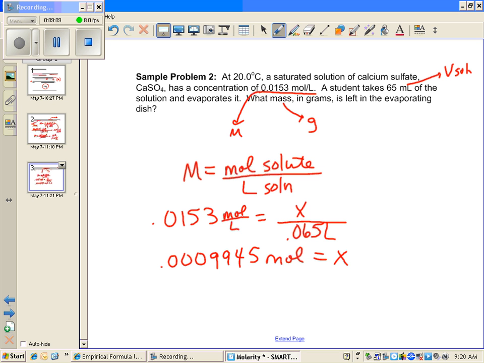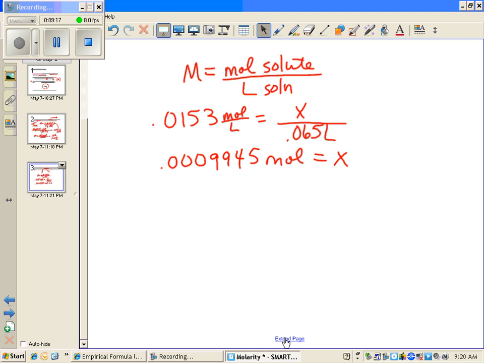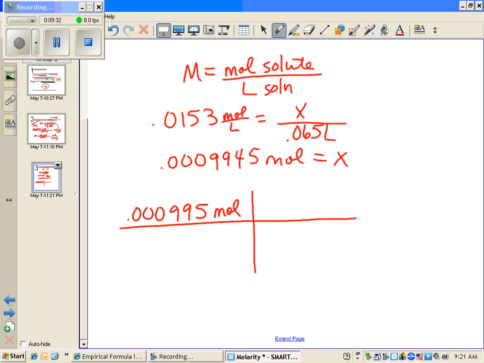Can I now find grams? Yes, I can find my grams. So let me extend this page just a little bit. Now I'm going to put that 0.00099, I'm going to round that to 5, moles of my solution. And that was 50. I already forgot what my compound was. What was my compound? CaSO4, thank you. So this is moles of CaSO4.